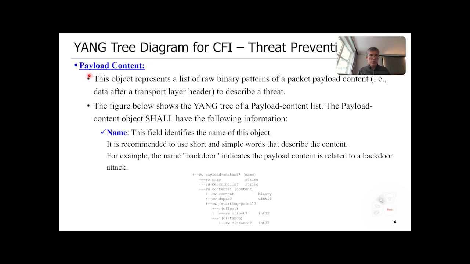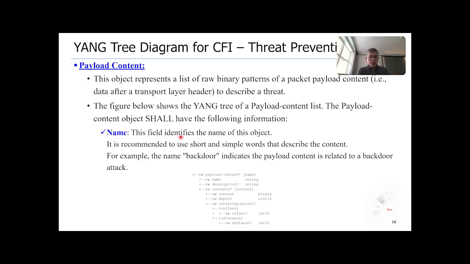Now, let's take a look at payload content. This object represents a list of raw binary patterns of packet payload content. They are after a transport layer header like TCP, to describe a threat. This figure shows the payload content consisting of name, description, and content. Content also consists of content, depth, and starting point. For the starting point, we have two kinds, offset and distance.